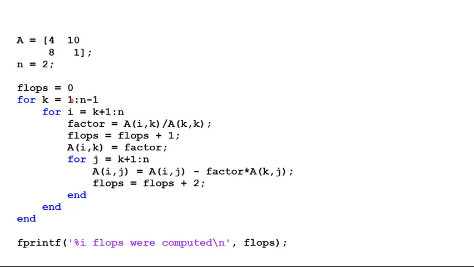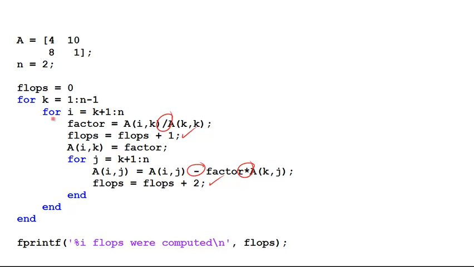The middle loop will run from k plus 1, so we'll start out with 2 and end at 2. So again, for this 2 by 2 matrix, we'll only run through the middle loop once. And then the inner loop will run from k plus 1, which is 2, up to n, which is also 2. So we'll only run through this inner loop once. Computing each of the factors only requires one floating point operation, one division. But scaling each row requires 2 floating point operations. We've got a subtraction and a multiplication.